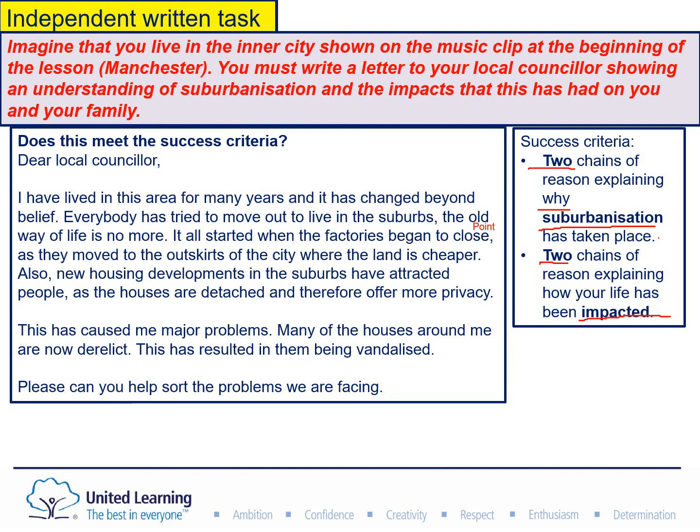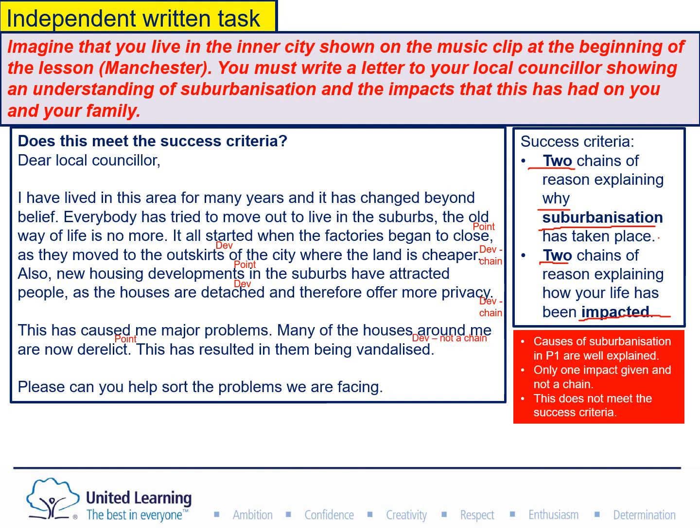So they've given points, really good points, and they've developed it there, and they've used a chain of reason. They've done that twice in the first paragraph. But as we get to the second paragraph, they've given a point, but they haven't explained why. So the causes of suburbanisation in paragraph 1 are well explained. Only one impact is given and is not a chain in the second. This does not meet the success criteria. Therefore, guys, it's your turn now, so give it a go, make it really detailed. Off you go.